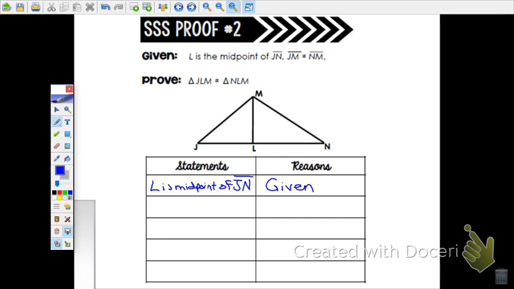So if L is the midpoint of JN, what does that tell us that we can mark in our picture? Okay, so I know JL is congruent to NL, or it might be different in your book. So now I can mark it. And what's the reason for that? Okay, we saw that word midpoint, so we're using the definition of midpoint.